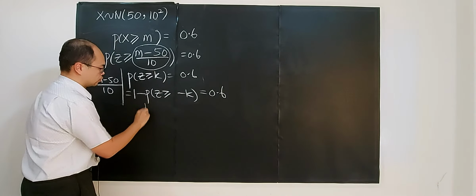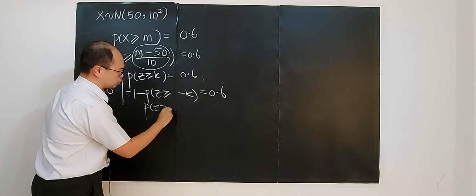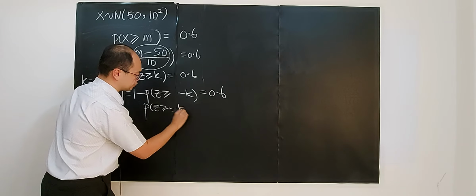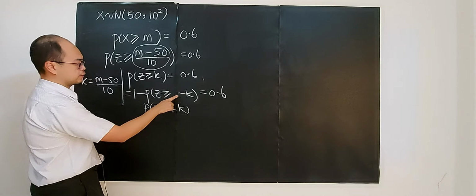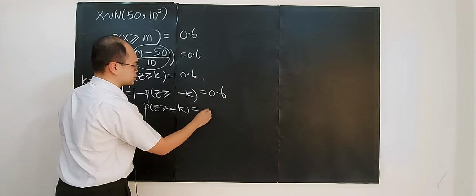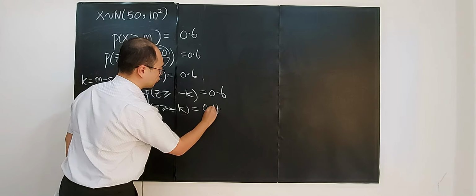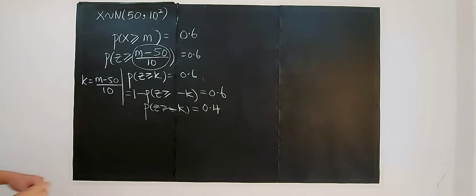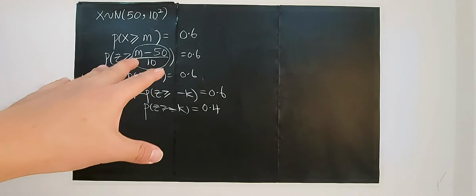0.6, right? So P(Z greater or equal negative k) is the same as, this one goes to the side, 1 minus 0.6, you're getting 0.4, right? 1 minus 0.6, you're getting 0.4. Okay, now very simple, you can use the statistical table already.